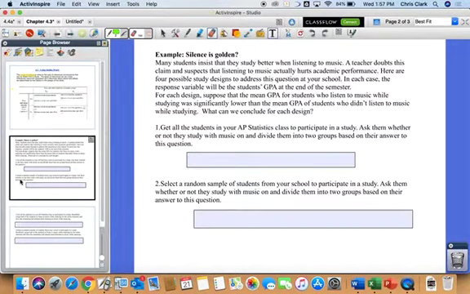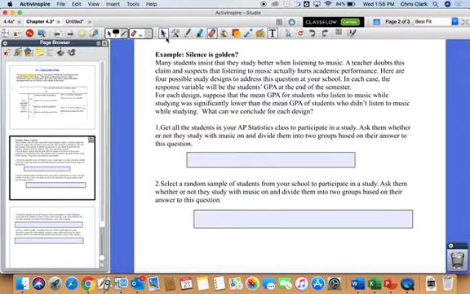Okay. So I have an example here. We have 4 scenarios, 4 different study designs, and we're going to talk about what we can infer from those studies. Many students insist that they study better when listening to music. I certainly like listening to music when I study or when I work. A teacher doubts this claim and suspects that listening to music actually hurts academic performance. Here are 4 possible study designs to address this question at your school. In each case, the response variable will be the student's GPA at the end of the semester.